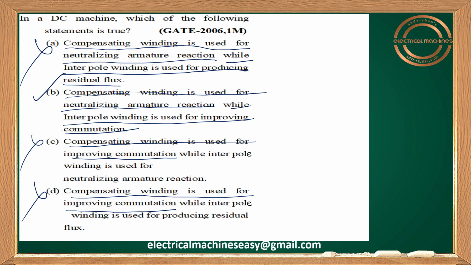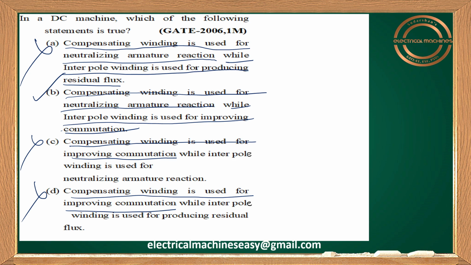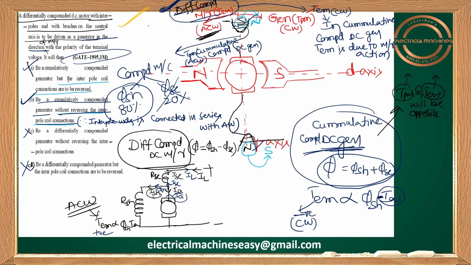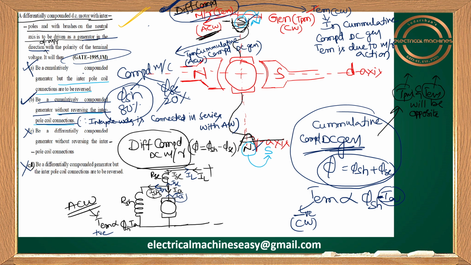Okay guys, so this is about interpoles or commutating poles, and some questions based on them. In the next video, I'll be discussing the characteristics of a DC generator, all those things we'll see. So that's it for this session. We'll see you in the next video.